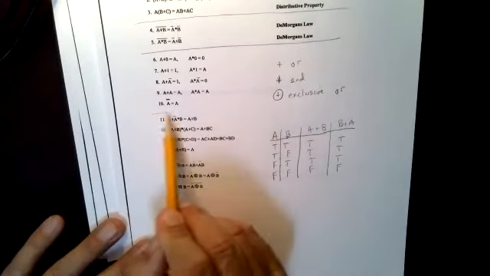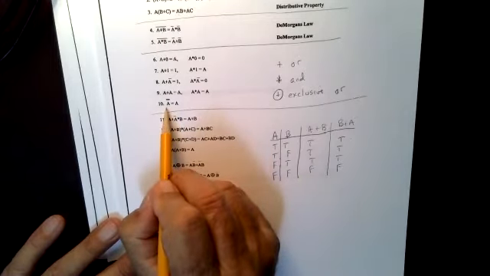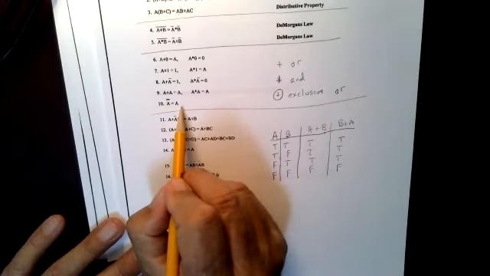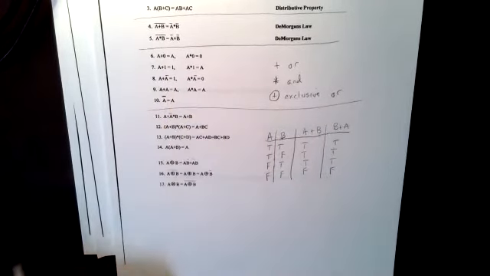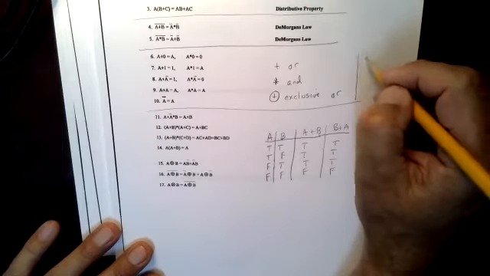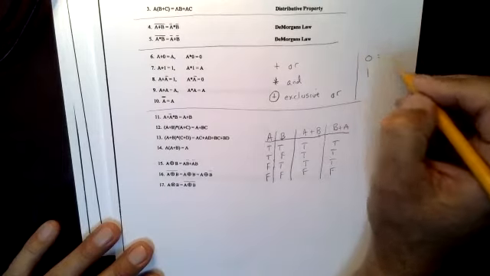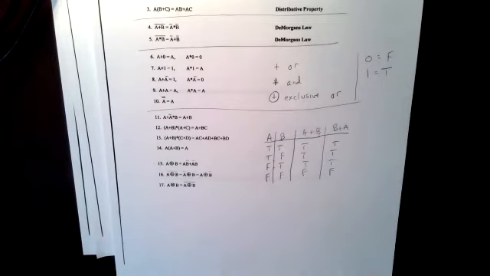The next group, starting with number 10, that's the knot of A. So it reverses itself. Okay. I have zeros and ones. What does zero stand for? Well, in our computer world, we're all about 0 and 1. 0 is false, 1 is true.